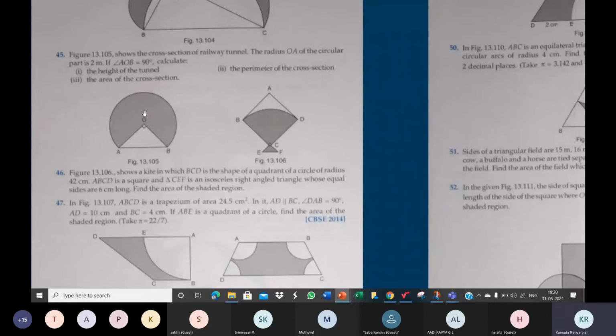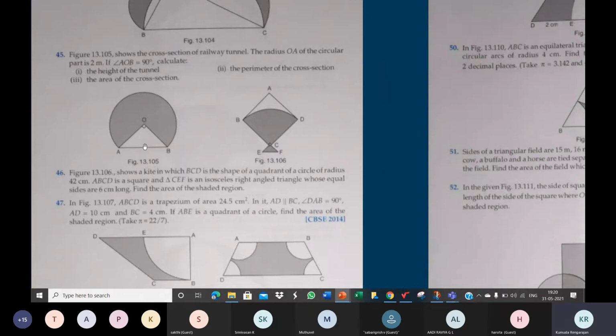So now the height of the tunnel is 2 plus root 2. You can leave it like that, 2 plus root 2 meters. I said let this represent the height of the tunnel. So the height of the tunnel is OC, which is 2 meters already, plus OD. You only have to find OD.